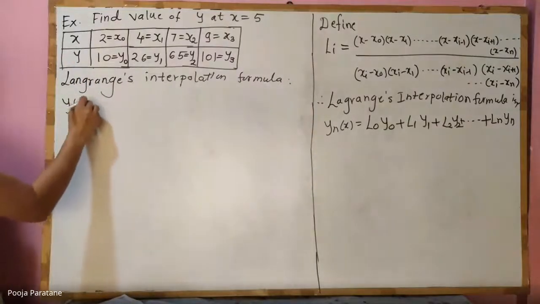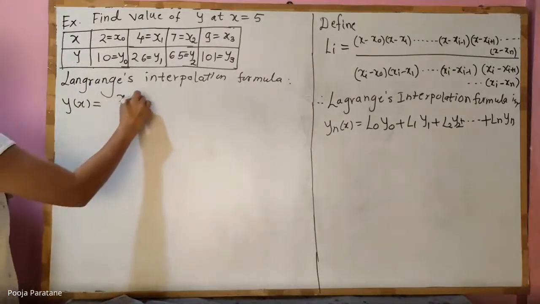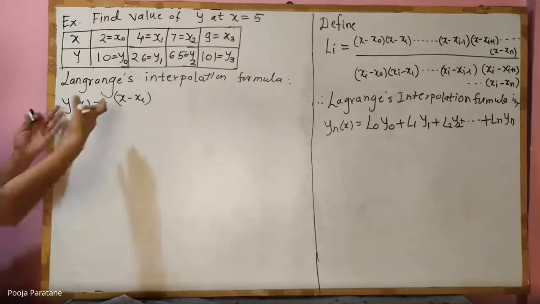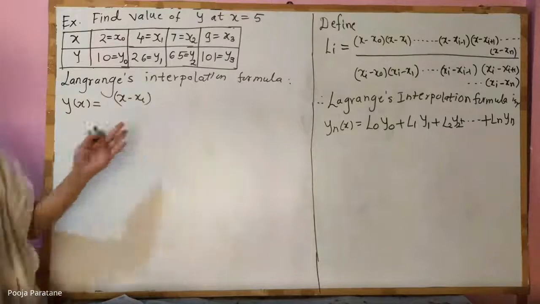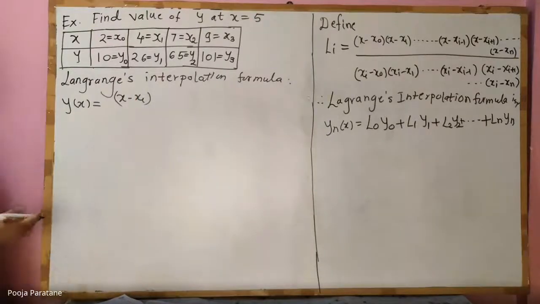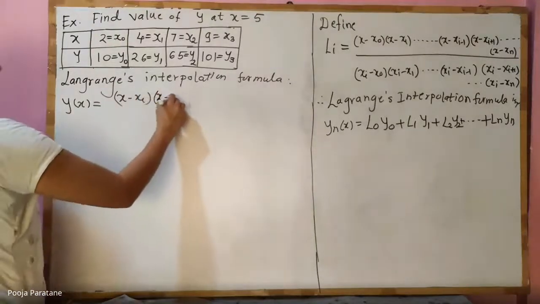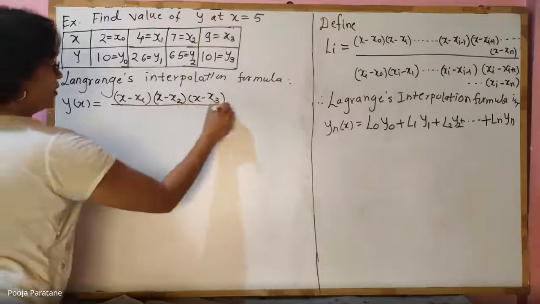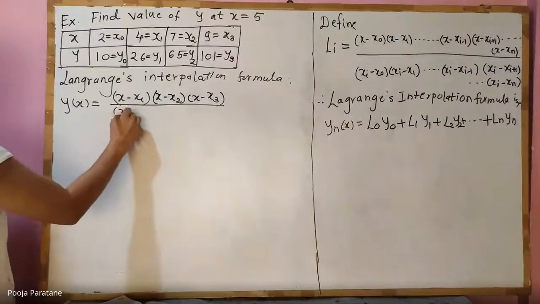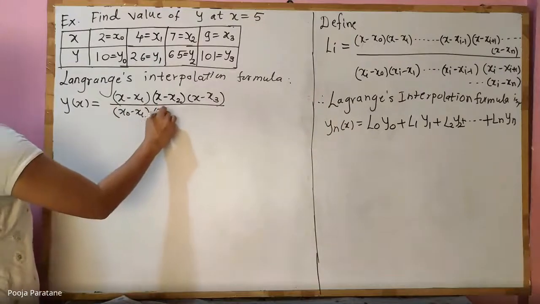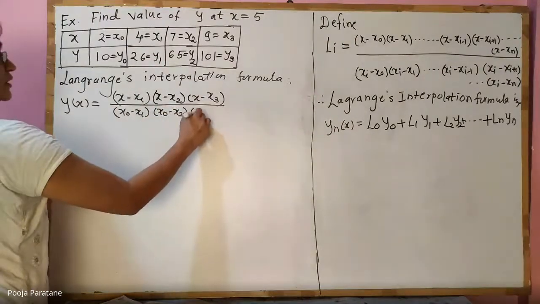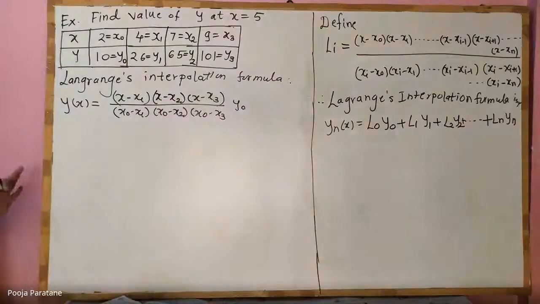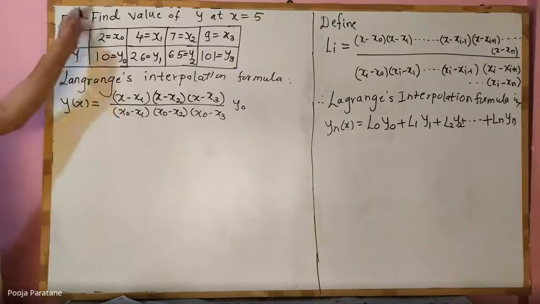Yx is equal to x minus x1, as I am writing the term related to y. So I am always comfortable using this formula, remember it. So I write it directly: x minus x1 into x minus x2 into x minus x3, upon x0 minus x1, x0 minus x2, x0 minus x3, into y0. So just write the formula related to the given values only.